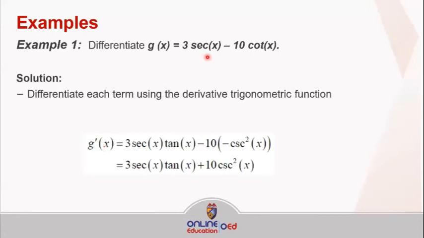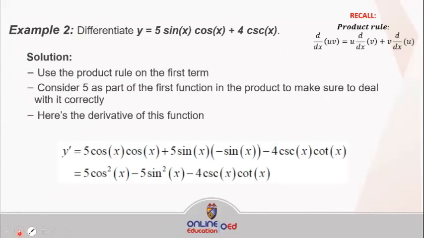Application, for the 3 secant x, we have 3 secant x tangent x, kasi yun na derivation natin. And for the 10 cotangent x, we have 10 times dun sa negative cosecant squared x. So therefore, for the first derivative of this problem, we have 3 secant x tangent x plus 10 cosecant squared x.